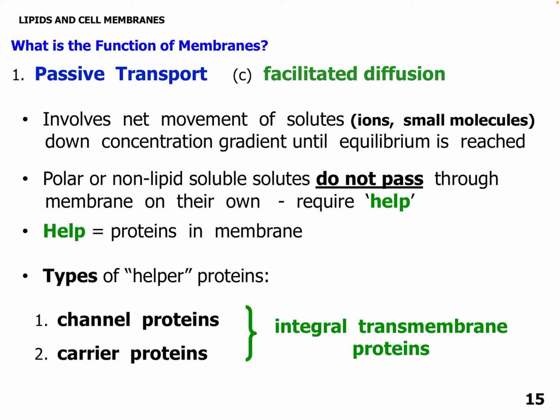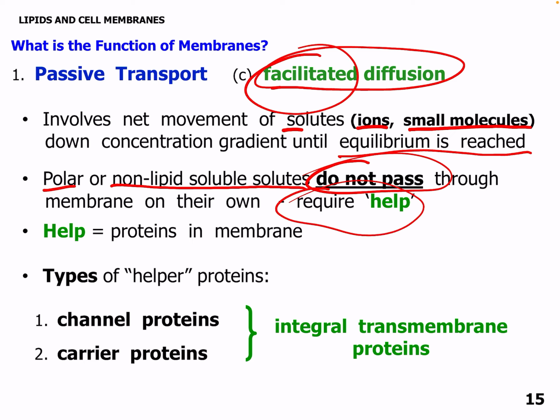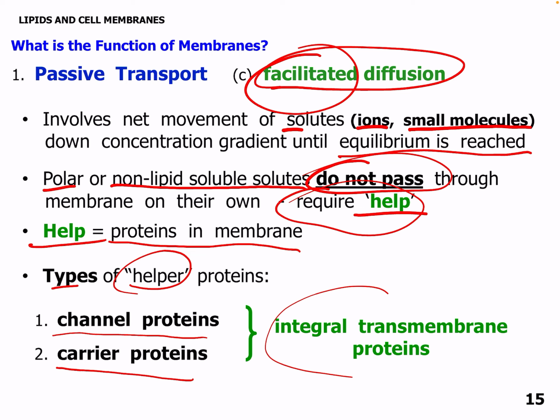So another form of passive transport is our facilitated diffusion. So facilitated diffusion involves the net movement of solutes, including ions and small molecules, down concentration gradients until equilibrium is reached. Both polar and non-lipid soluble solutes do not pass through the membrane on their own. They require help. So again, facilitated. They're facilitated by something. They need help. This help comes through proteins in the membrane. So these types of helper proteins include channel proteins and carrier proteins. These are both integral transmembrane proteins. So remember, we have our phospholipid bilayer.